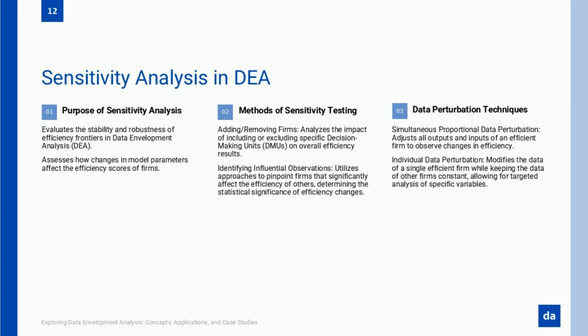In industries like healthcare or transportation, small changes in input data could represent millions of dollars or even lives. Imagine basing a decision on a DEA model only to find out later that one flawed data point completely changed the outcome. Sensitivity analysis is your safety net, ensuring that your conclusions are rock solid no matter what.